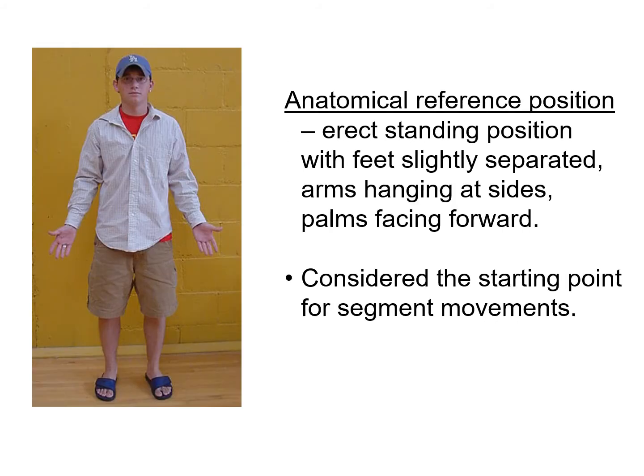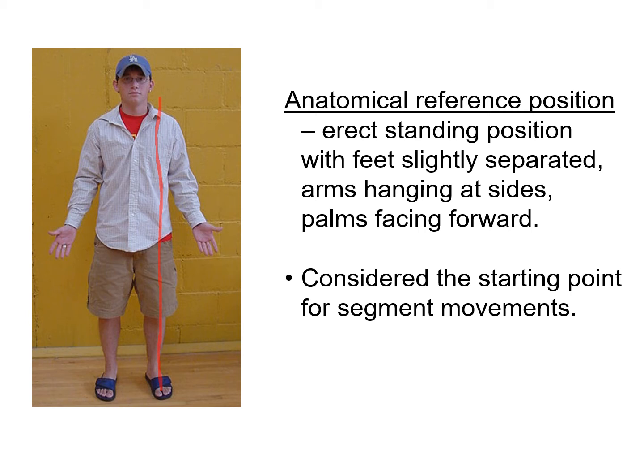So when we start looking at our language, especially directional language, whether something is flexing or extending, what plane it's occurring in, we base it off of a starting point. The starting point is the anatomical reference position. In this position, the person is standing erect or upright with their feet slightly separated. Usually we say their feet are shoulder width apart. So if we look at where his feet are, they tend to line up with his shoulders. His arms are hanging at his sides and his palms are facing forward.